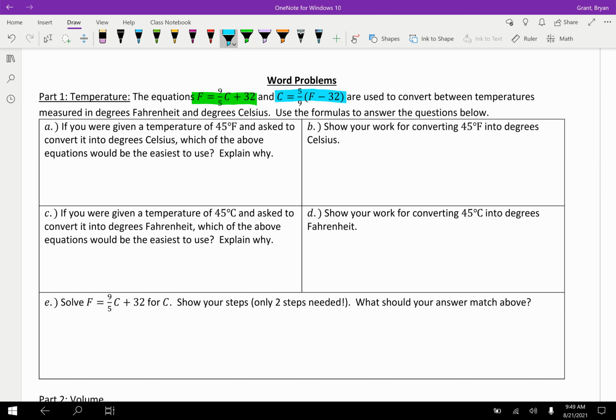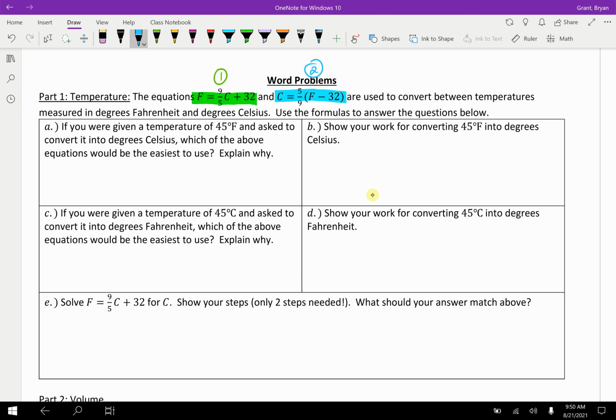Which of the 2 above equations would we use? Would we use the green equation that I'm calling 1, or the blue equation that we're calling 2? Well, you might notice that this 45 degrees, right, we want to turn it into Celsius. This first equation says Fahrenheit equals things happening to C. The second one says Celsius equals things happening to Fahrenheit.